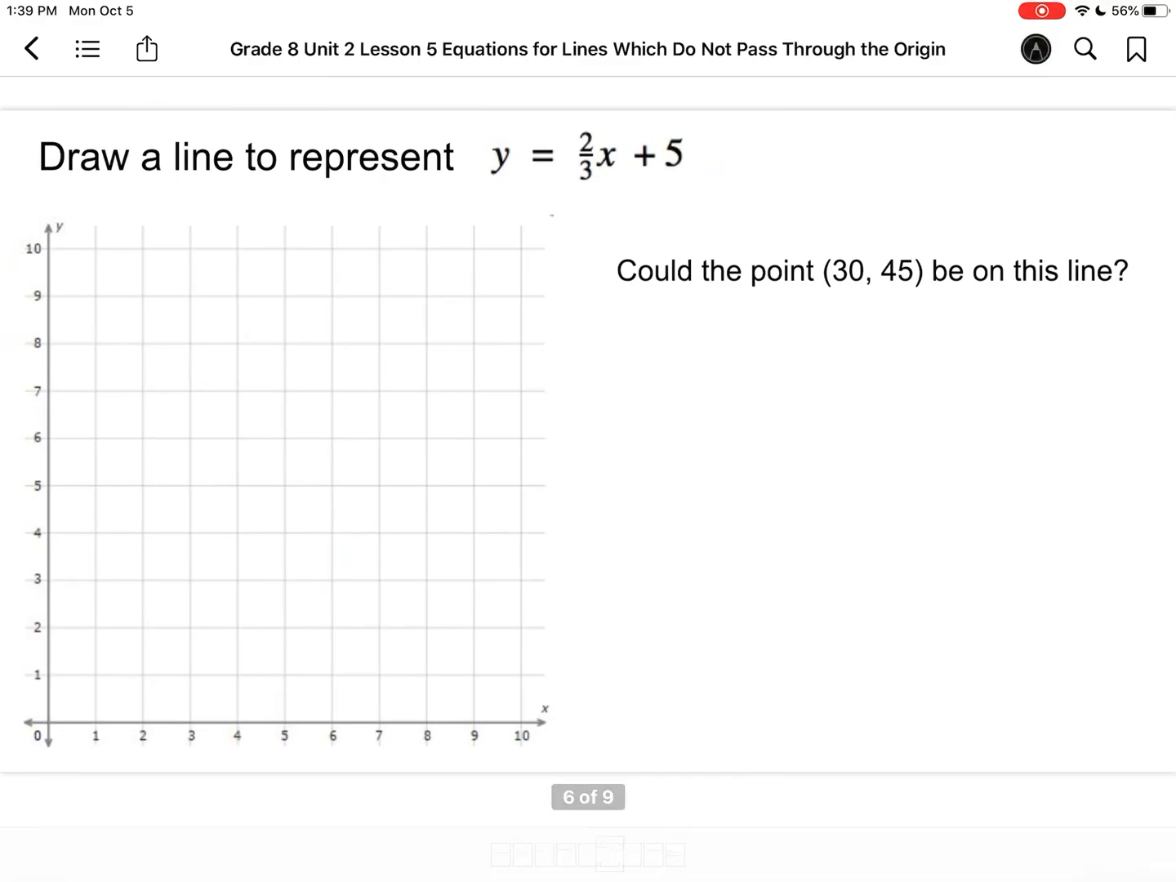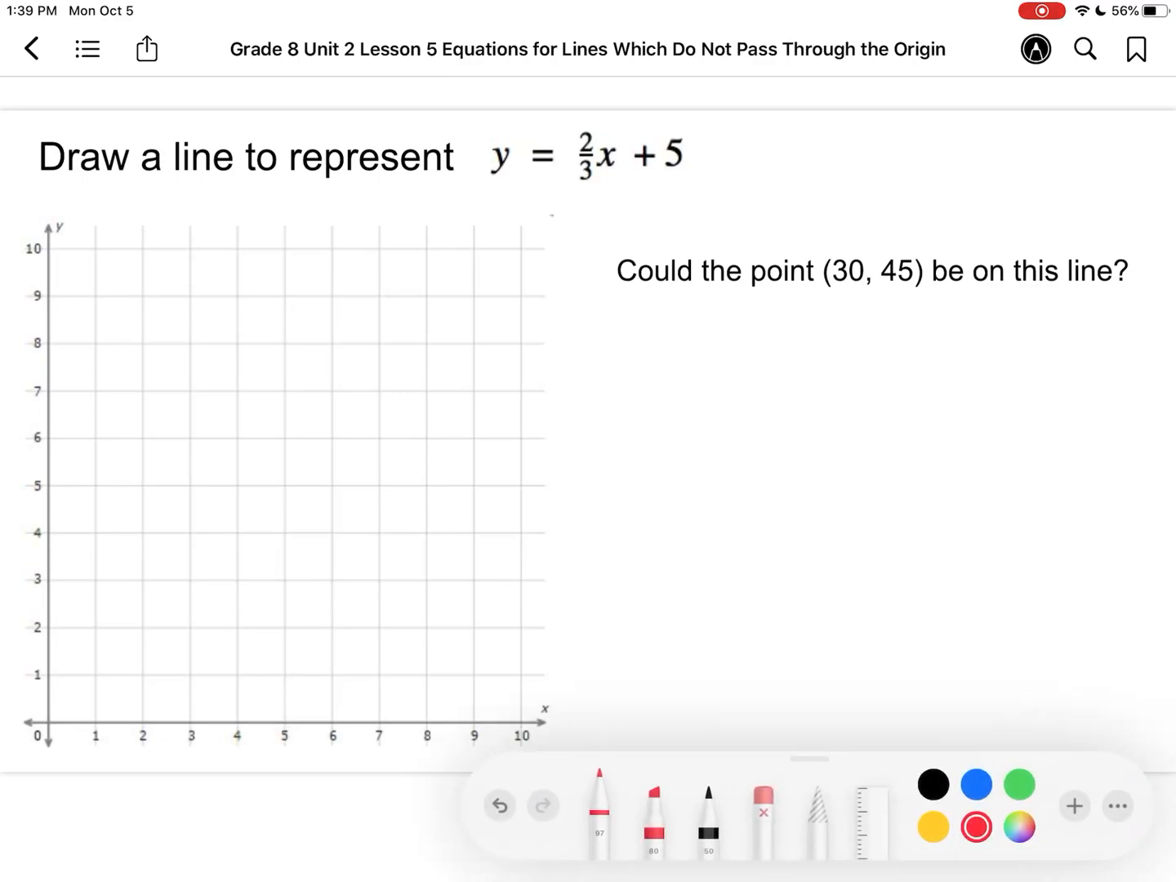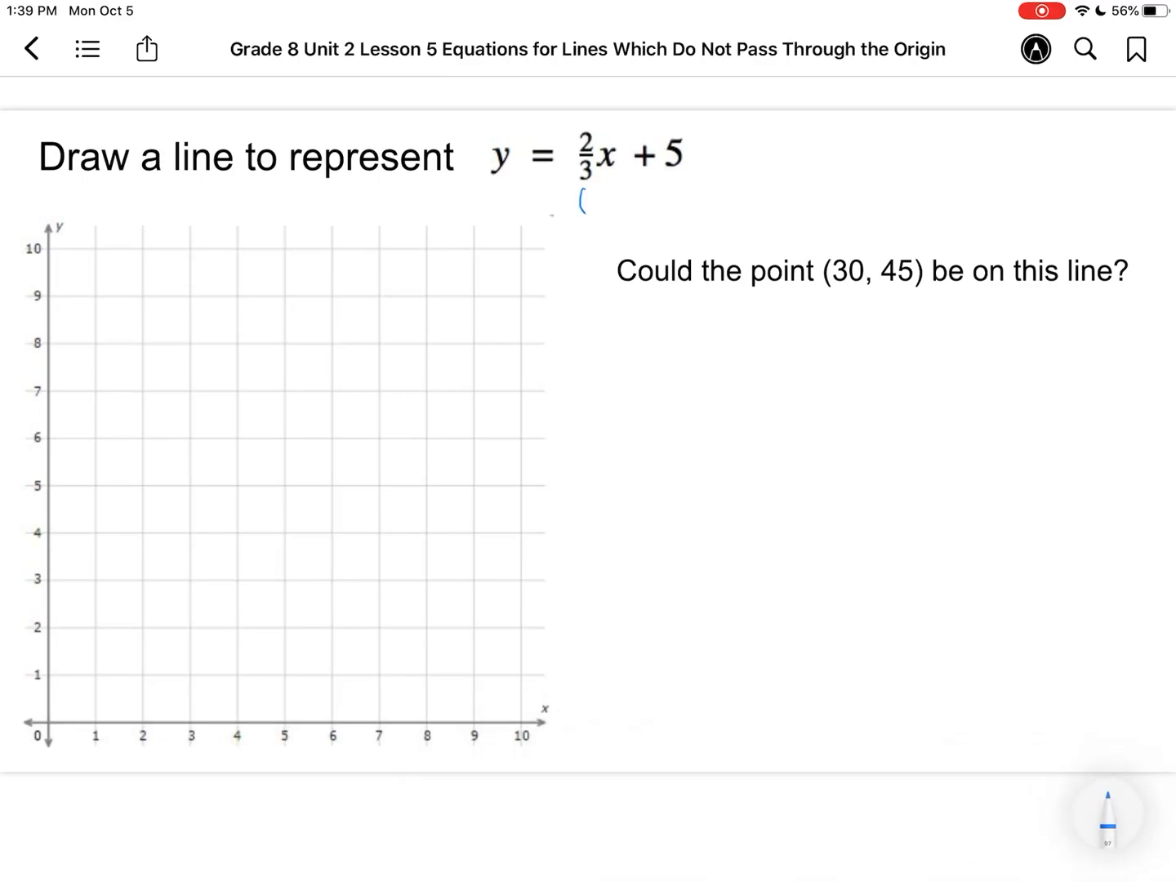So let's look at another example. y is equal to 2 over 3 x plus 5. So 2 over 3 represents the slope and 5 represents the y-intercept, which is the point we'll start from. So go up to here, there's my y-intercept, and then the slope is 2 over 3, so rise 2, horizontally run 3, vertical rise 2, horizontal run 3.